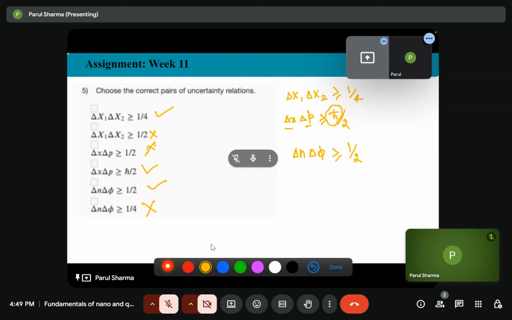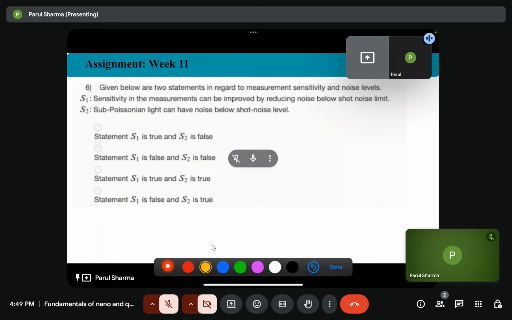So the next is: given below are two statements in regard to measurement sensitivity and noise levels. Statement one: sensitivity in the measurements can be improved by reducing noise below the short noise limit. And statement two: subpoissonian light can have noise below the short noise level.